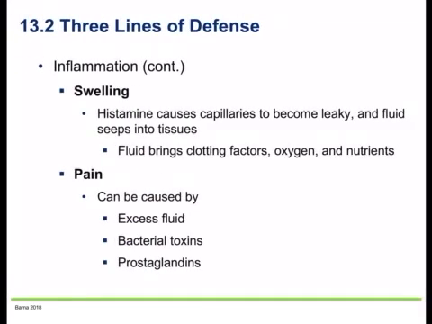We've got swelling. So when the capillaries become leaky, fluid leaks out. Fluid brings clotting factors, oxygen, nutrients, and other types of cells. Pain can be caused by excess fluid. Prostaglandins, which are pro-inflammatory chemicals that I was talking about before, and even toxins from the bacteria can also stimulate pain.